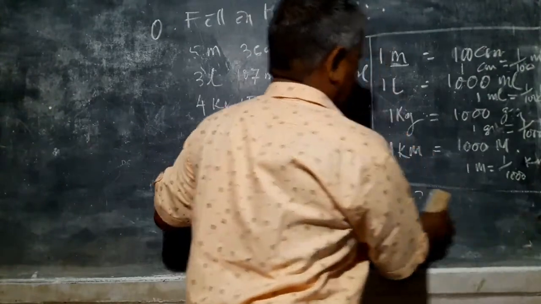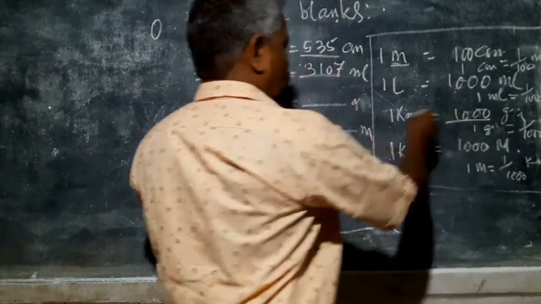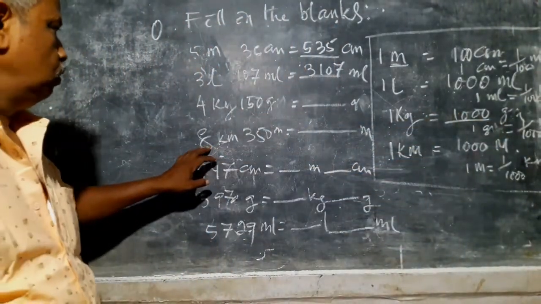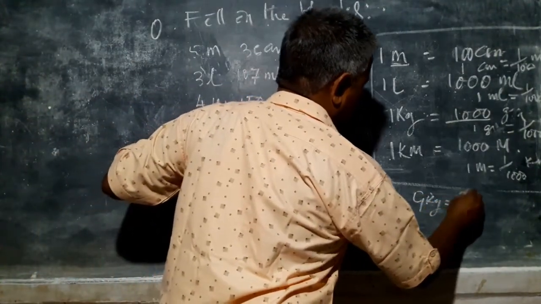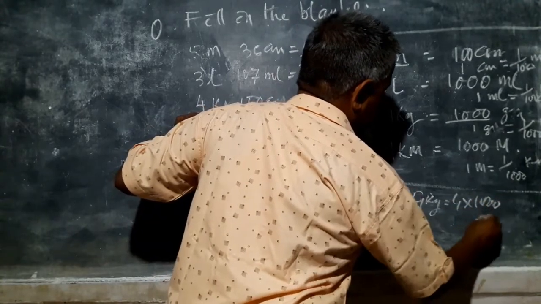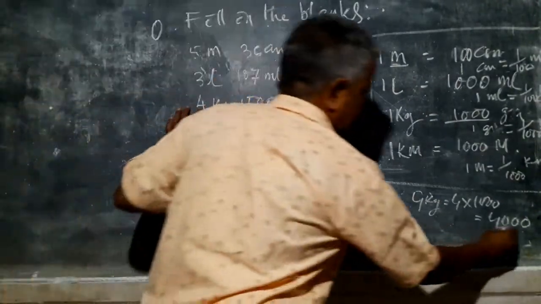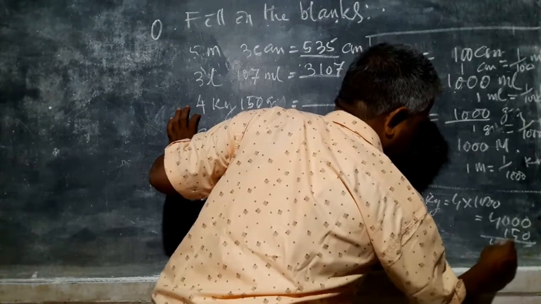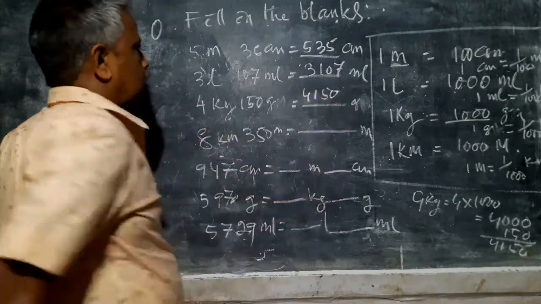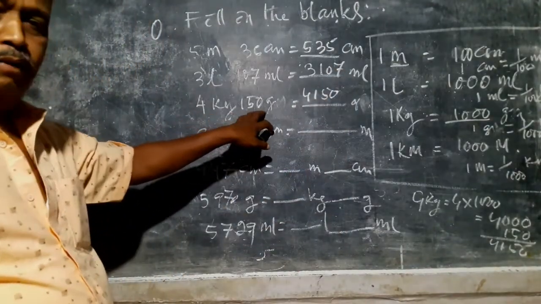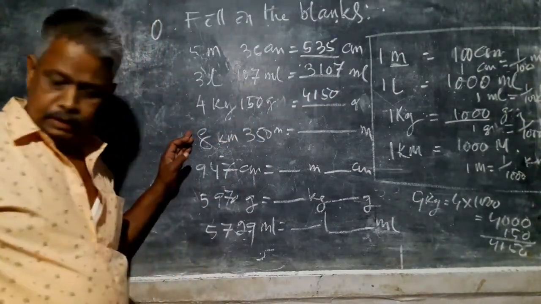You see, 1 kilogram equals 1000 gram. So 4 kilogram equals 4 into 1000 equals 4000 gram. And plus 150 equals 4150 gram. 4 kilogram 150 gram equals 4150 gram.